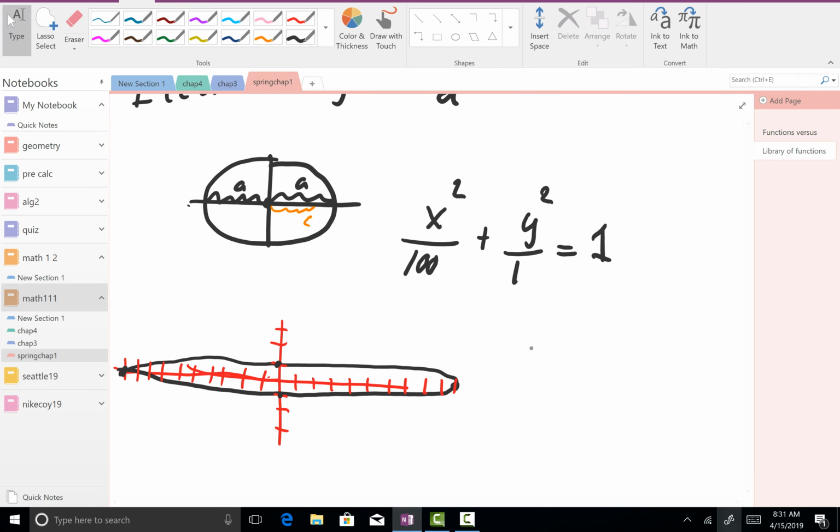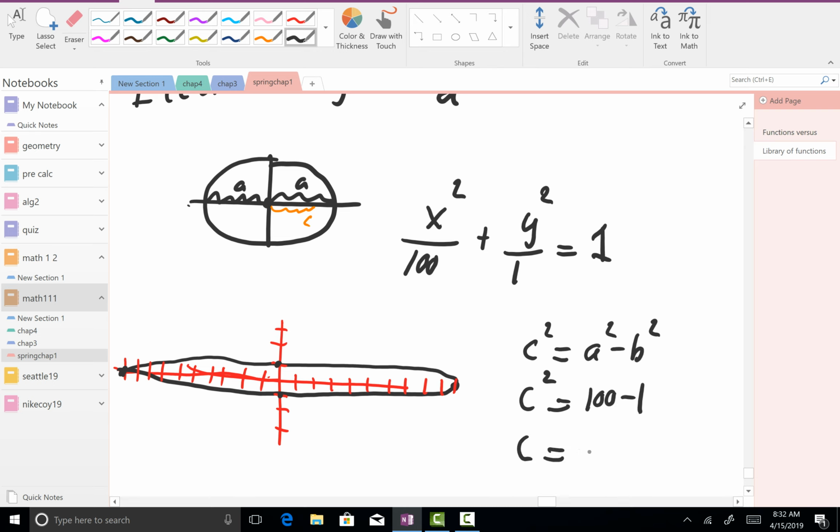And in case you forgot, how do we find C? Yeah, A squared minus B squared. So that's going to be 100 minus 1. Oh my goodness. Which means C is equal to the square root of 99. Very good. Which is real close to 10, right?